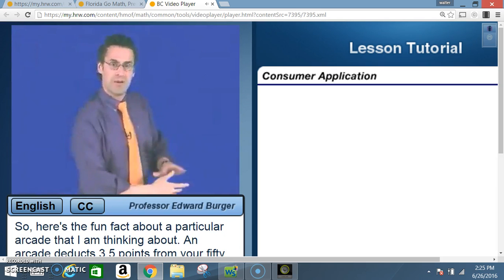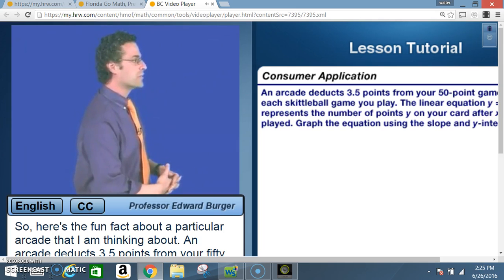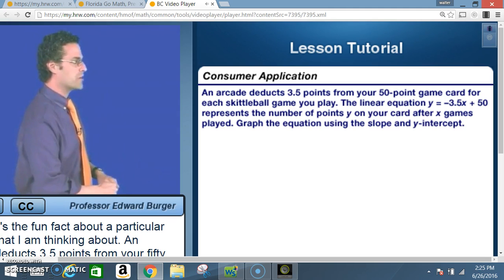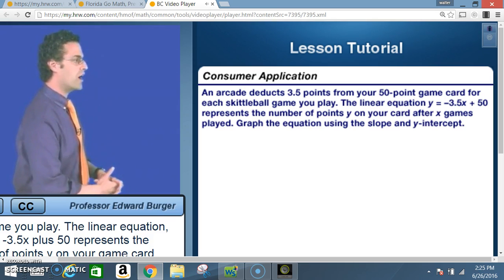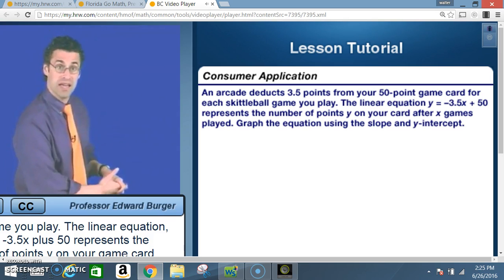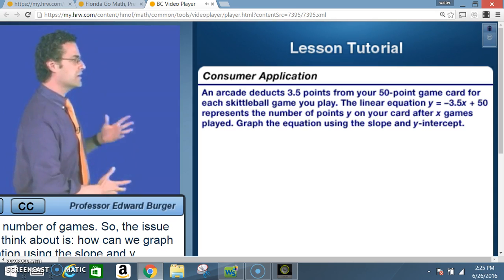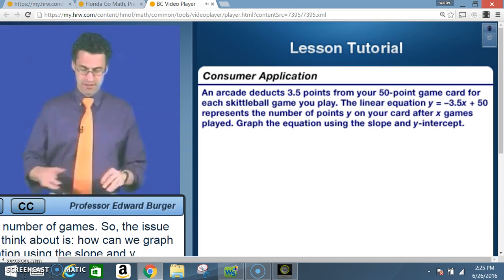All right, so here's a fun fact about a particular arcade that I'm thinking about. An arcade deducts 3.5 points from your 50-point game card for each skittleball game you play. The linear equation y equals negative 3.5x plus 50 represents the number of points y on your game card after you've played x number of games. So the issue for us to think about is, how can we graph the equation using the slope and y-intercept? Okay, so let's check it out.